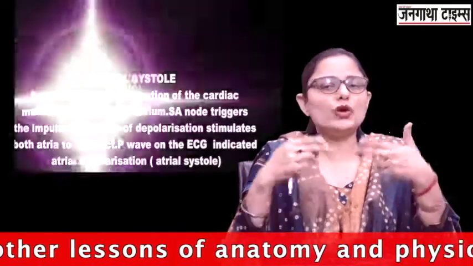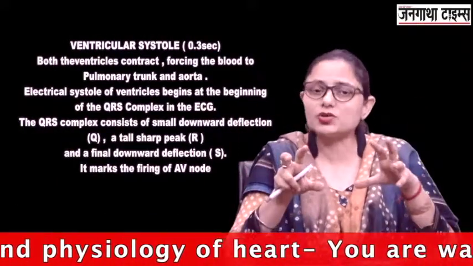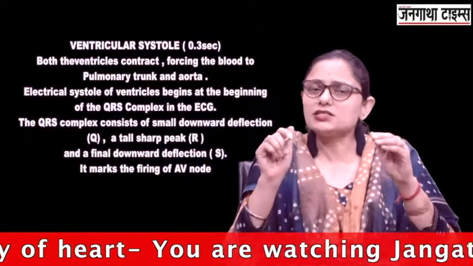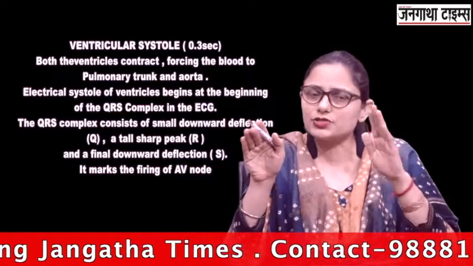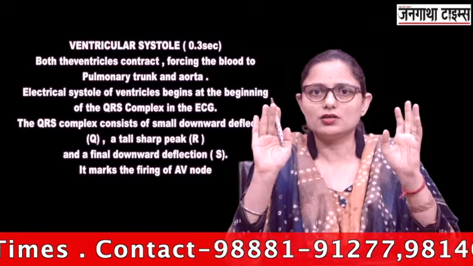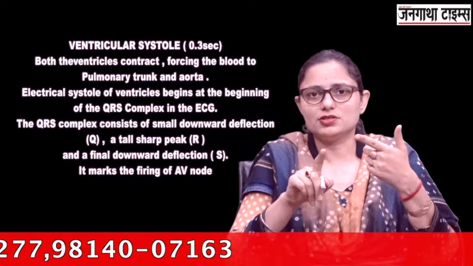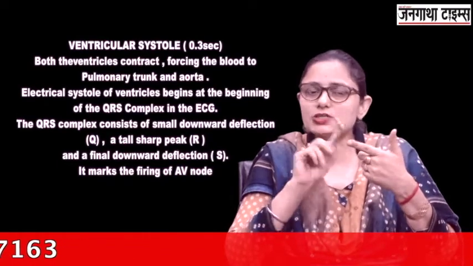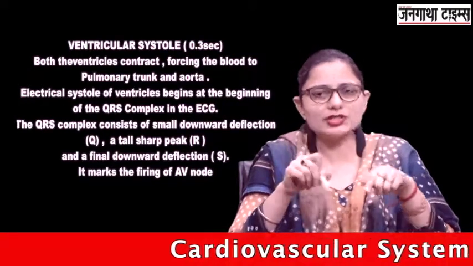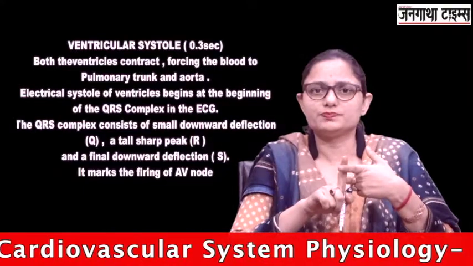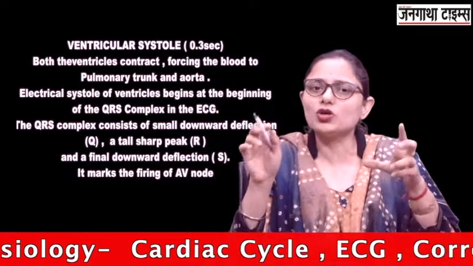Second phase is the ventricular systole phase or the ventricular contraction. Now here both the ventricles are contracting, and from the right ventricle the blood moves to the pulmonary trunk, and from the left ventricle blood moves to the aorta. This starts with the trigger of AV node. Because the impulse takes 0.1 second to travel from SA node to AV node, this ventricular systole starts after 0.1 second. And it is represented by QRS complex on the ECG.